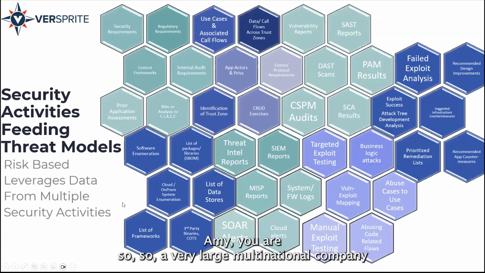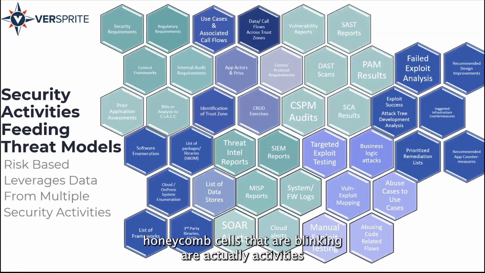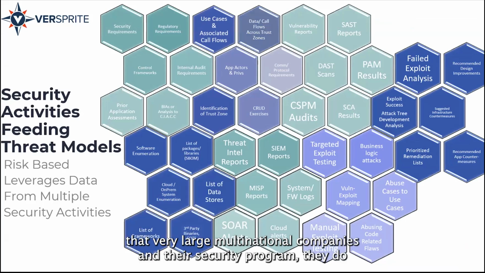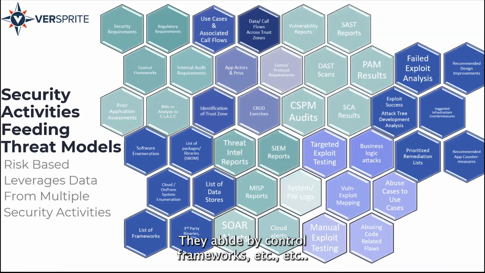Again, Amy, you are a CISO of a very large multinational company. In your security program, all of these honeycomb cells that are blinking are actually activities that very large multinational companies do in their security program. They have application assessments. They do business impact analysis. They abide by control frameworks, et cetera, et cetera.